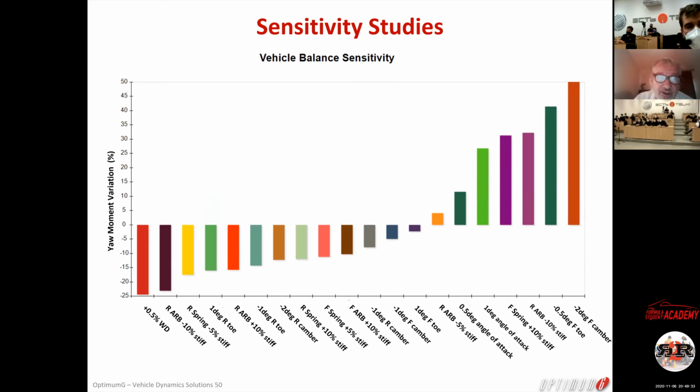Now, in terms of understeer, oversteer, in variation, if you want more yaw moment, the first thing you're going to play is the front camber. And the front camber, if you want more yaw moment, you're going to have 50% more yaw moment. That's huge. But the camber is more important than the front toe. If you want less yaw moment, you're going to have to change the weight distribution by making it 0.5% more towards the front, for example.